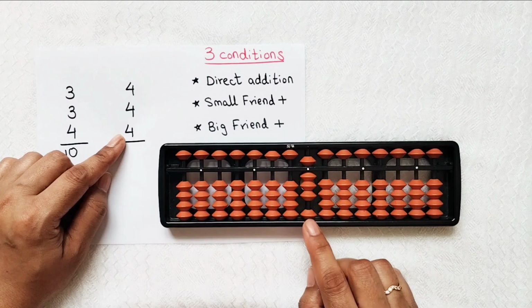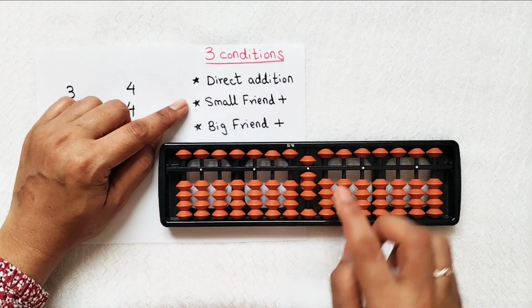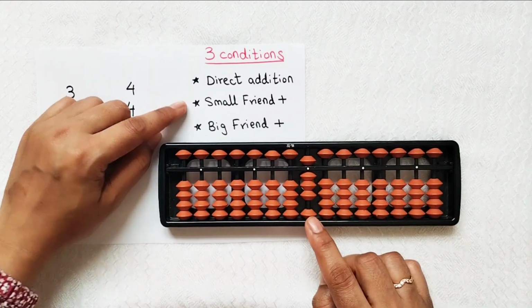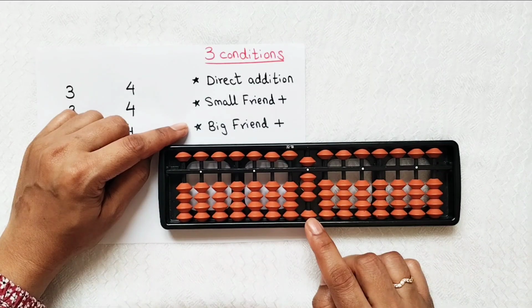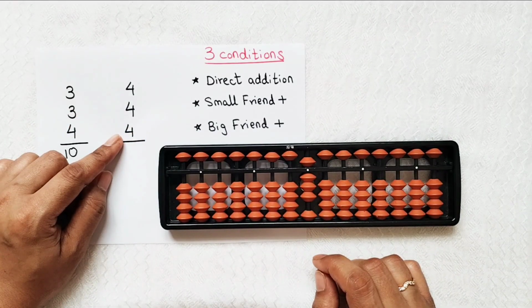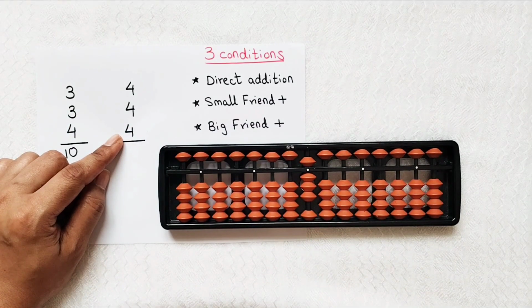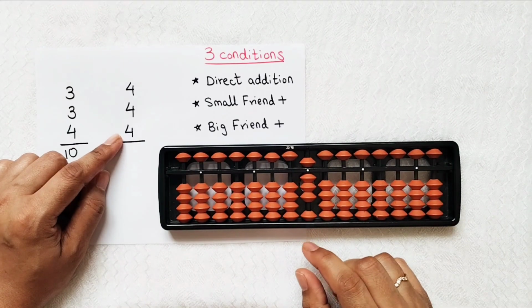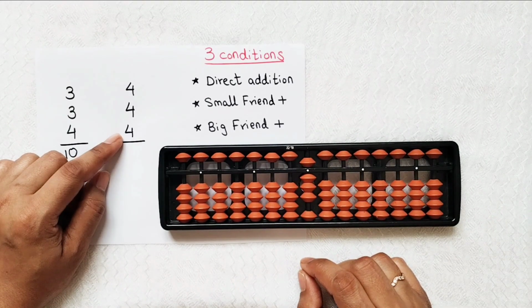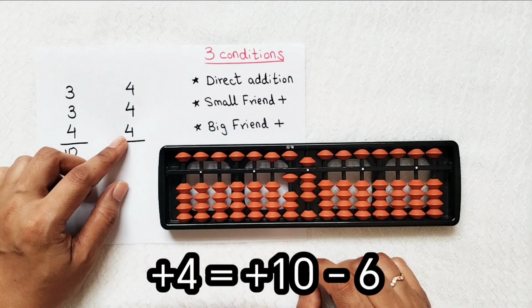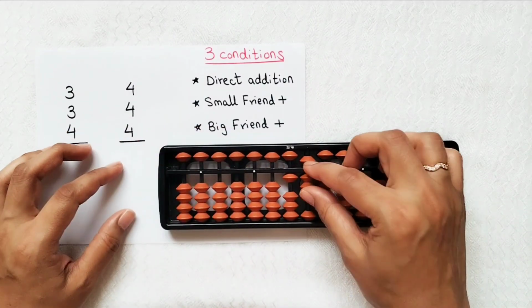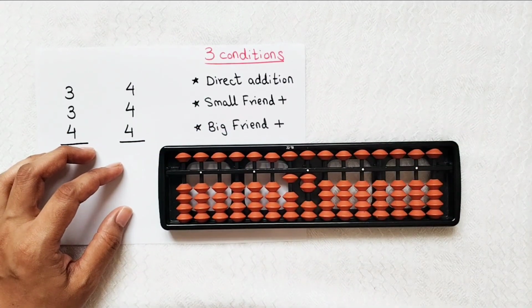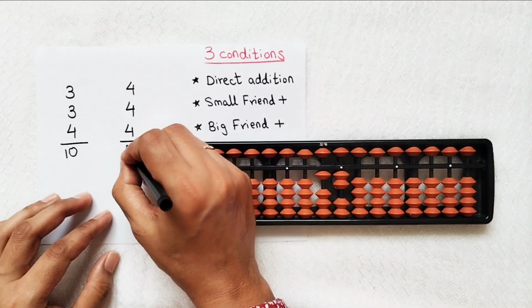Can I do direct addition? No. Can I use small friend? No. So I have to use big friend now. Though 4 is a small number, I still have to use big friend addition formula. Okay. So what is the formula for big friend 4? That is add 10. And who's the big friend of 4 now? Good. It is 6. So we add 10 less 6. My answer is 12.